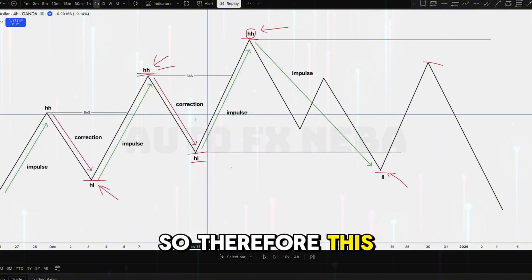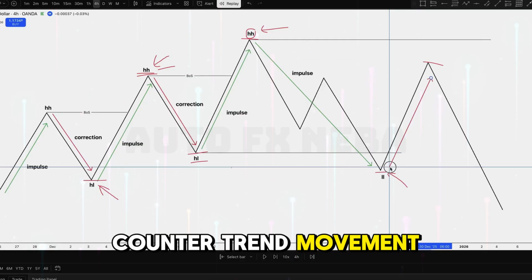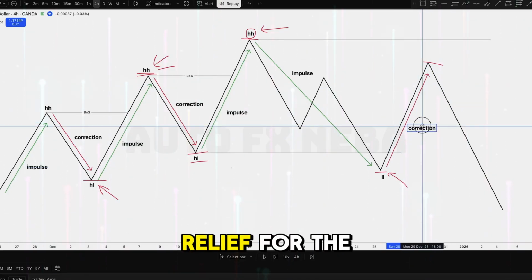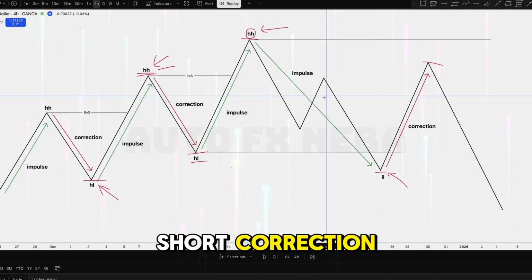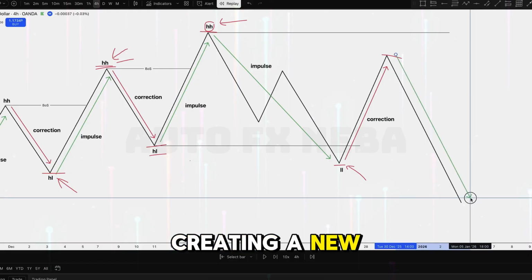So therefore, this is a corrective move. All right, that's going to be counter trend movement that doesn't create any meaningful breaks. Again, as we've said, a little bit of relief for the buyers. We get that short correction and then the market drives into another impulsive down, creating a new lower low.